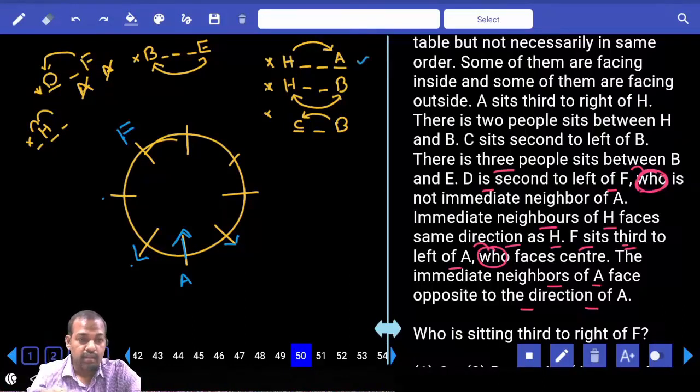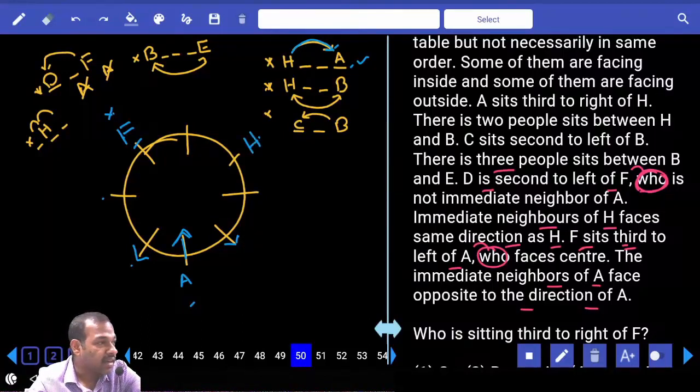A and H. A sits third to the right of H, isn't it? That means A is here. One possibility is H can come here or H can come here. And H will not come here because A is already there. That means definitely H has to come here, or not?